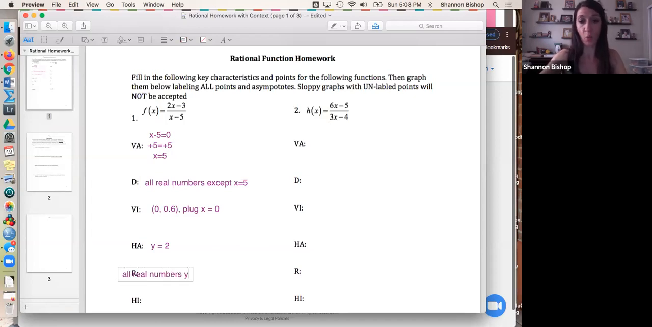Now you could say y not equal to. I don't have the not equal to key right now in this program, but with your pencil, you can do an equals with a slash through it. Or you can just say except a y value of 2. So again, the English word except, or you can just use the not equal to button. Okay, so all that is mostly review.